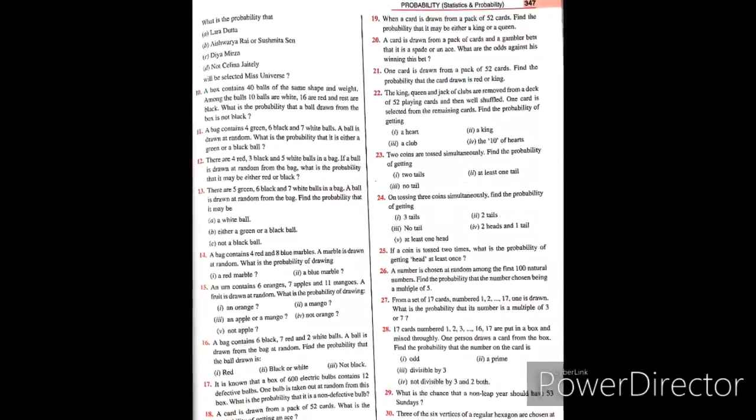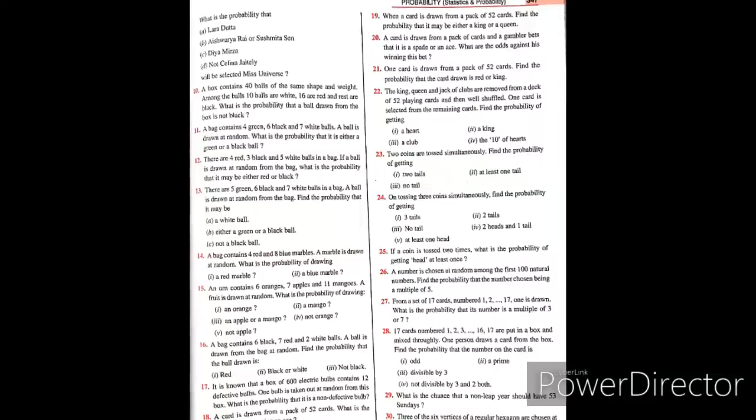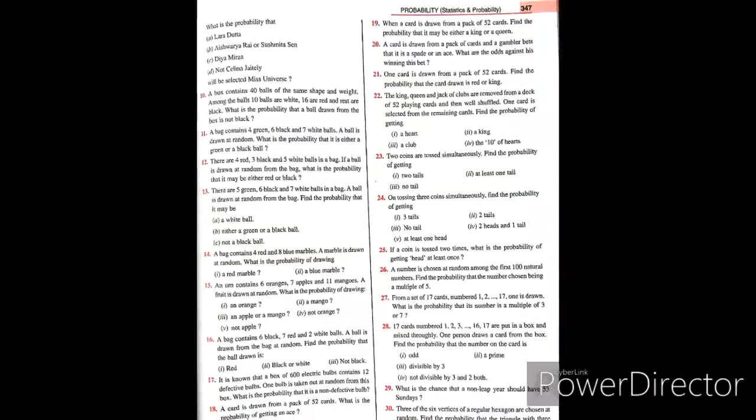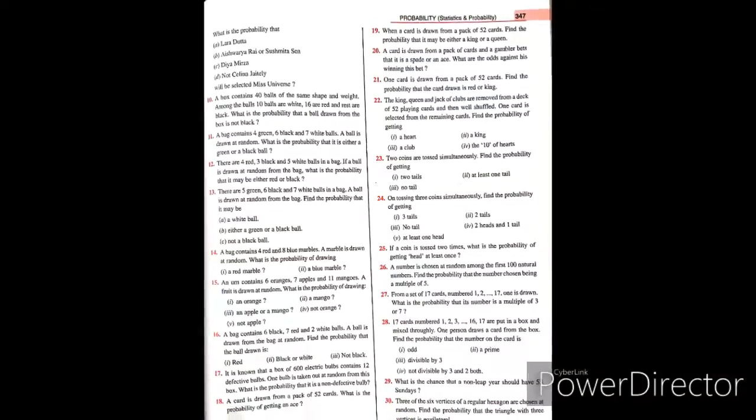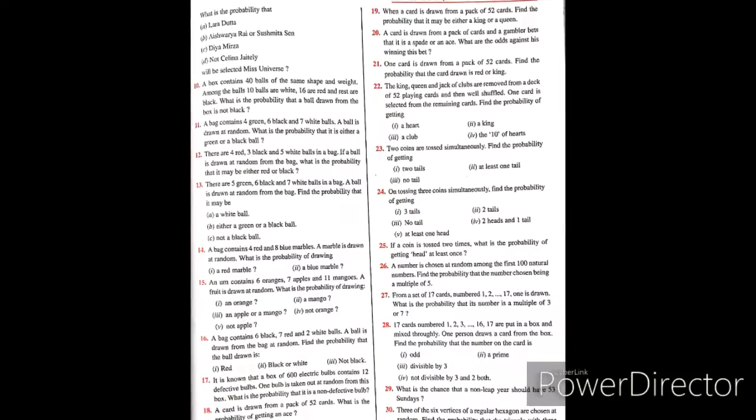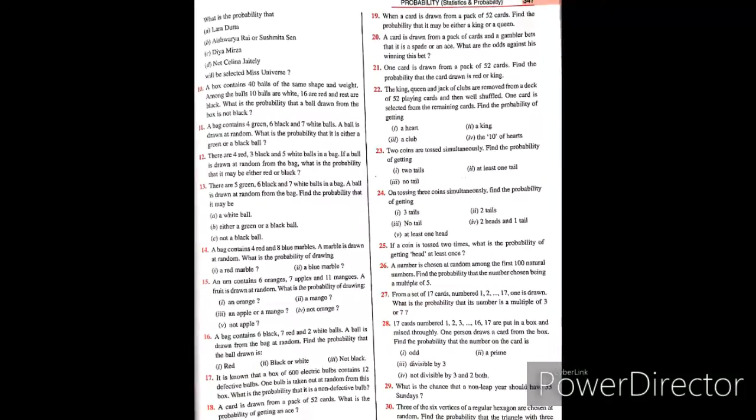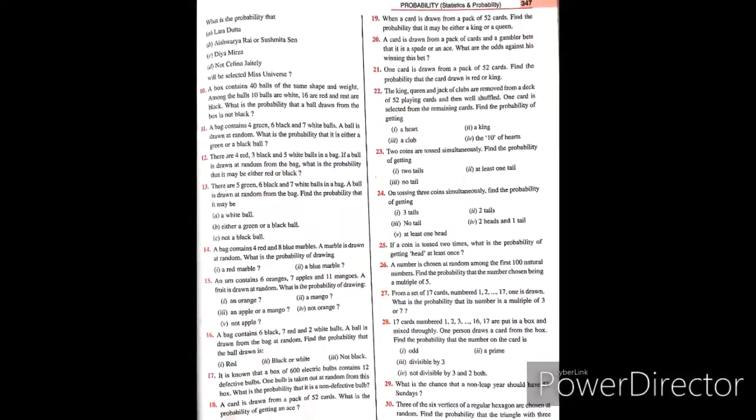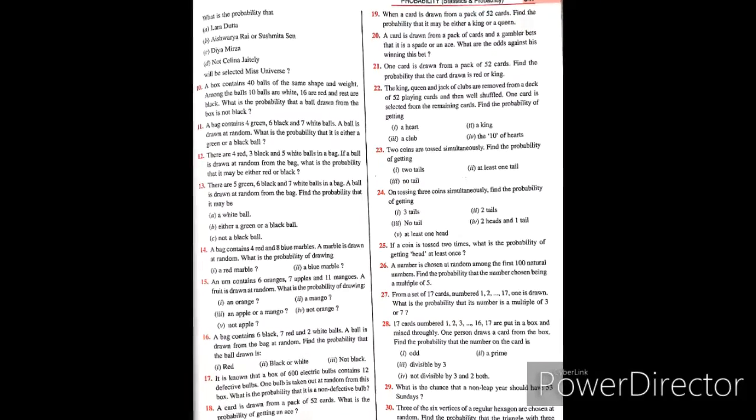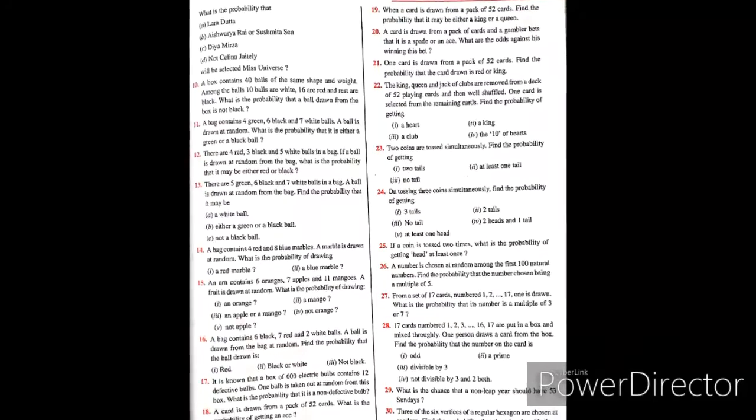And the probability of getting sum 6: 1 and 5, 2 and 4, 3 and 3, 4 and 2, 5 and 1. Total 5 in number. So 5 by 36 we can take.